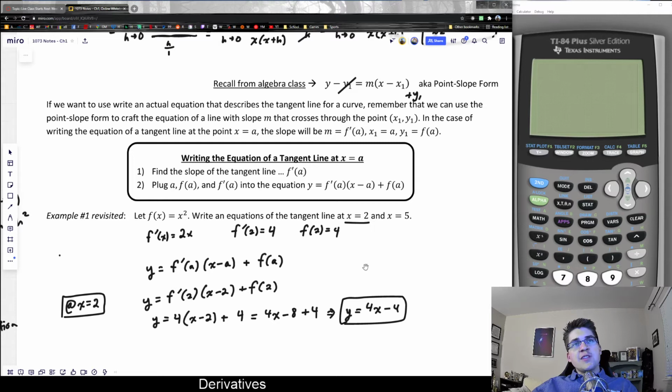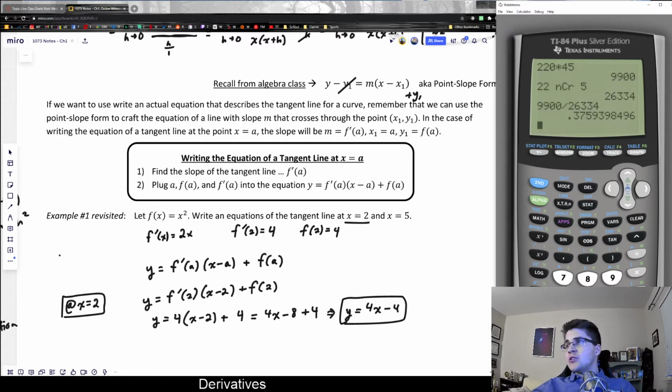So first thing is, how do we know that our answer is correct? One easy way to check is if you look at the graph of your function, you can actually graph your tangent line with it to see, does this look like the proper tangent line at the point of tangency? So to do that, all you need to do is graph both the original f of x and your tangent line on the same graph.